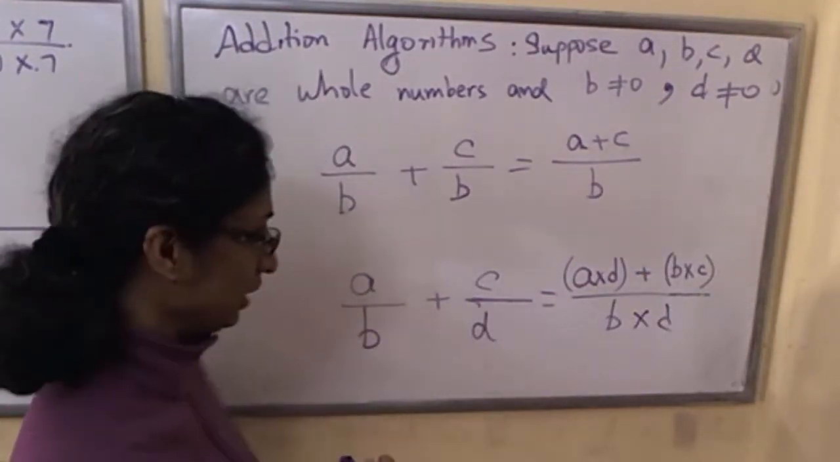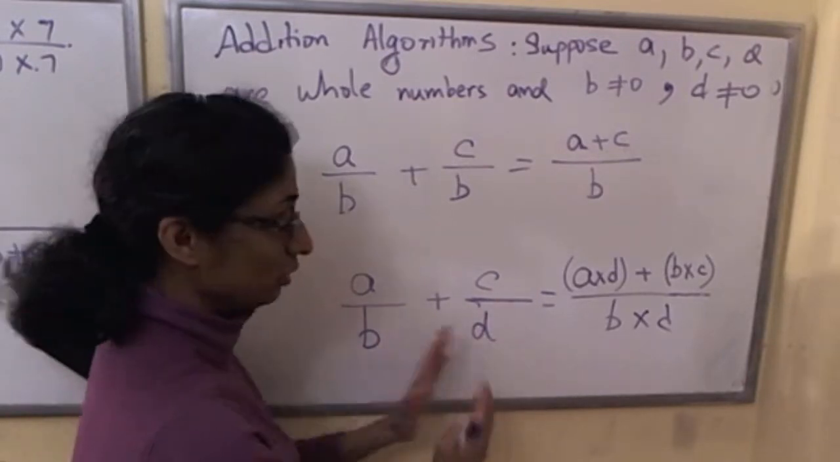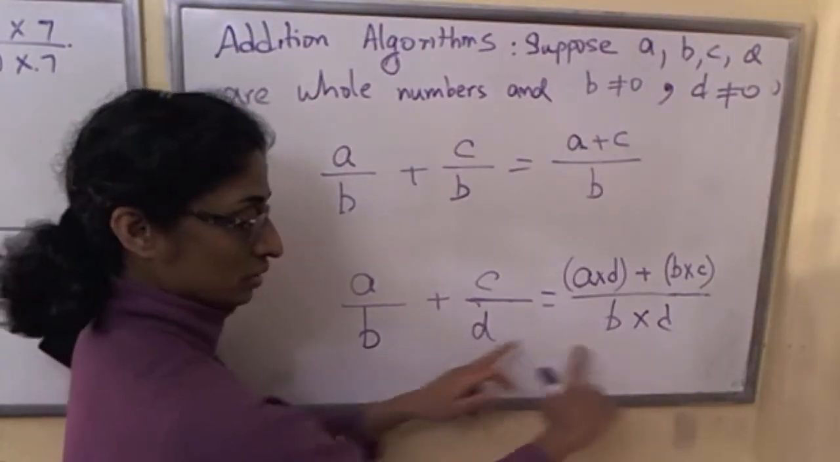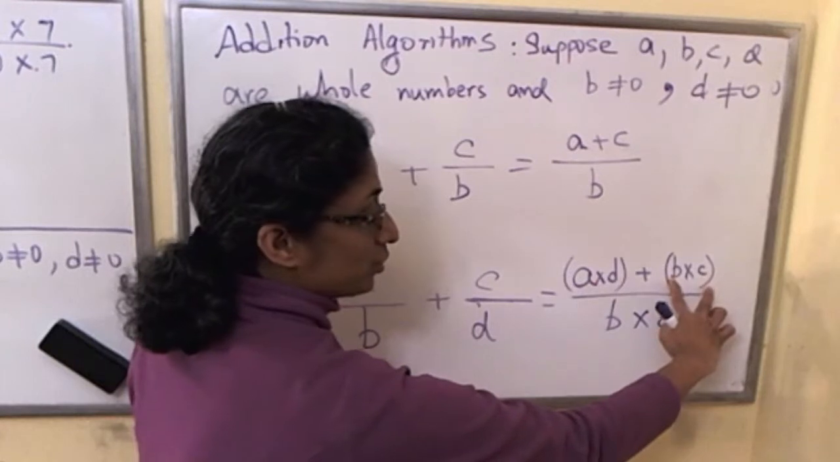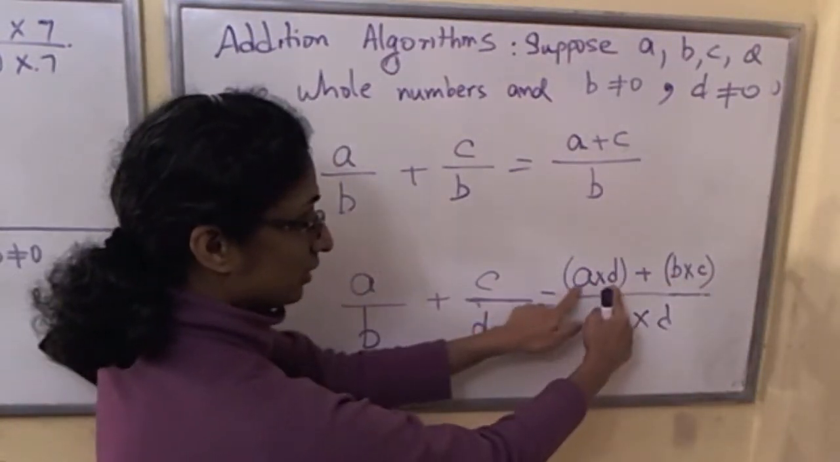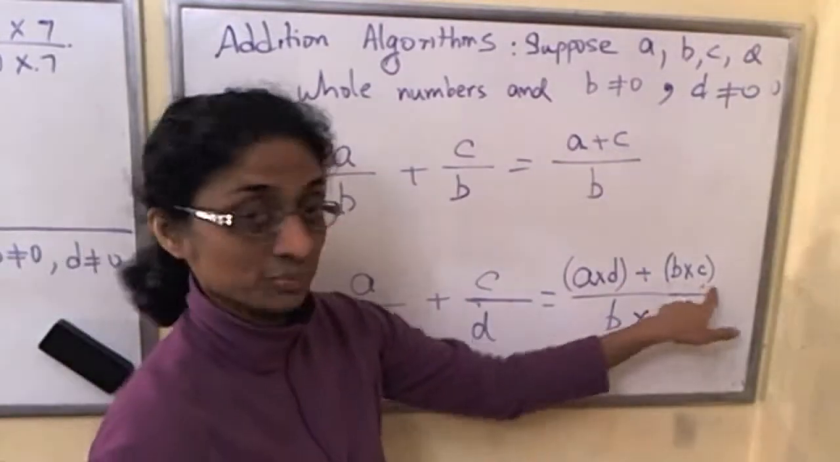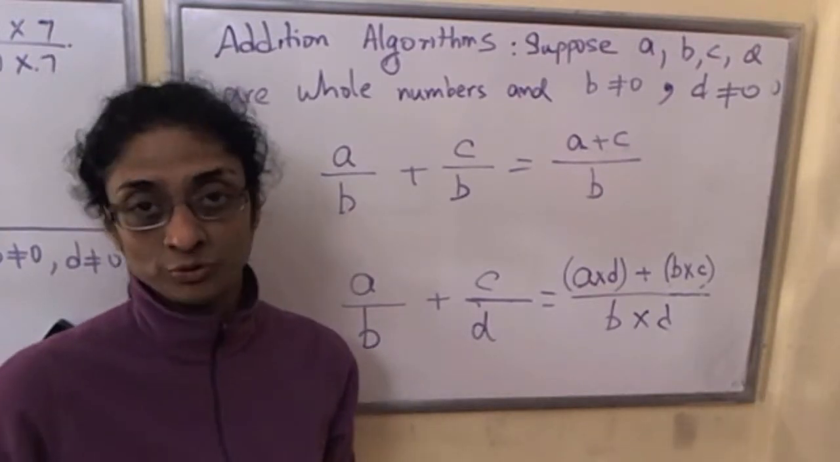So let me review that again. We have two fractions with unlike denominators. When you add them, you get another fraction. Denominator is simply these two multiplied together. Numerator has two things we need to add. What are the two things? A times d plus b times c. So this is the algorithm I'm now going to use to do another example for you.